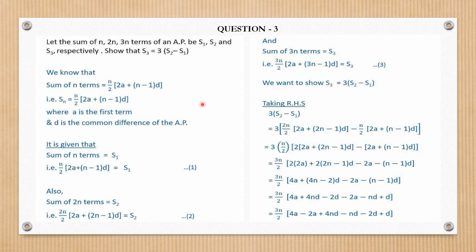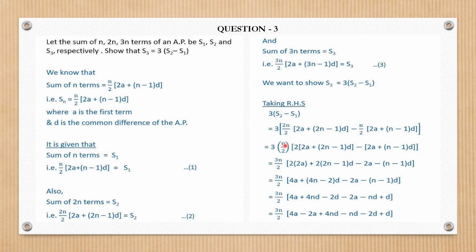Okay, now what I will do is I have to show that 3 times S2 minus S1 equals S3. So I'll consider 3 times S2 minus S1. This is your S2, this is your S1. Okay, so 3 times this, your S2, minus S1.